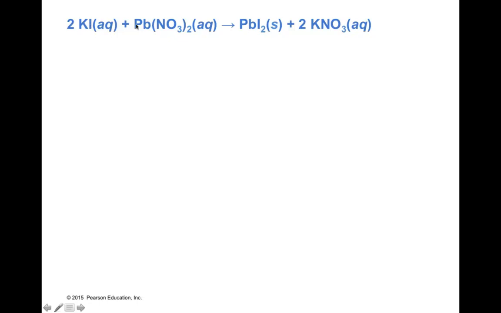So lead will combine with iodine to produce lead iodide here, and the nitrate can combine with the potassium, one anion of this compound with the cation of the other one, to produce potassium nitrate. And the lead iodide here is a solid.